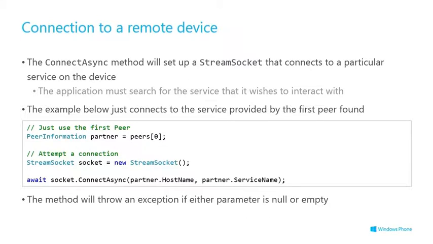Then, having decided which peer you want to connect to, here in this code sample we're just selecting the first peer. You can then new up a StreamSocket and call the ConnectAsync method on it, passing in the partner host name and the partner service name that you've got from that PeerInformation object, and that makes the connection to the remote device.